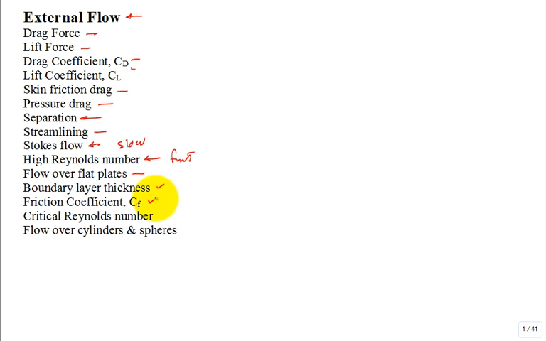Then you have a dimensionless friction coefficient, and a critical Reynolds number, where you have transition from laminar to turbulent, and we have to understand flow over cylinders, flow over spheres, flow over just a lot of different objects, streamlined as well as non-streamlined objects. Let's just jump into it.